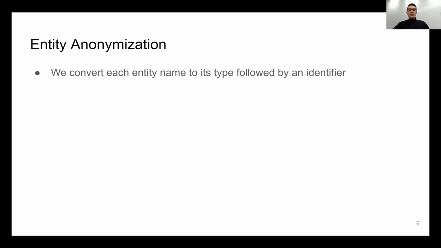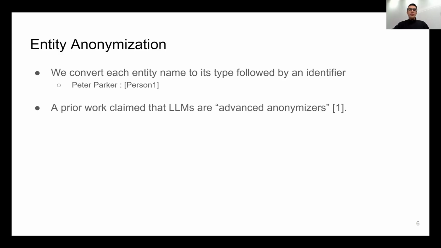We convert each entity name to its type followed by an identifier. For example, Peter Parker will be converted to person number 1. A prior work claimed that LLMs are advanced anonymizers. Then we utilize a strong LLM, QwQ, to anonymize conversations and knowledge triplets.